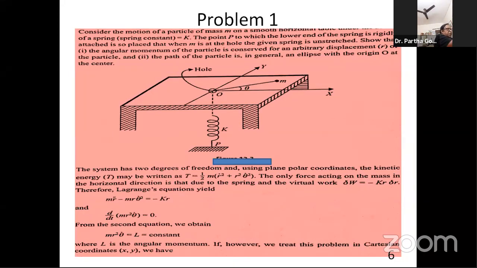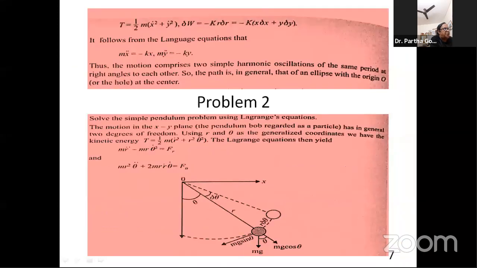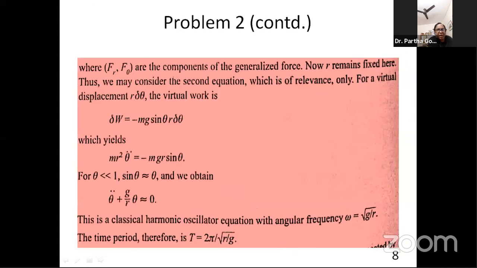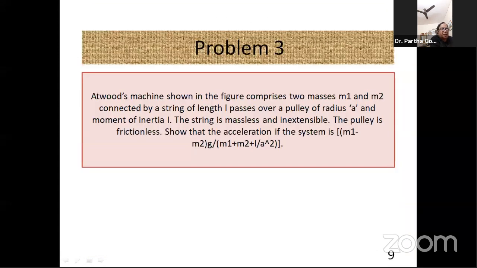Therefore the potential energy change for this situation would be delta U equal simply kr dr, and then we apply the Euler Lagrange equation. What was the equation? If one goes back to the fifth slide, please go back to the fifth slide and look at the fifth slide, please. Fifth slide.